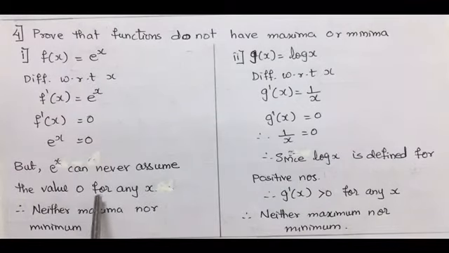Hence, as e raised to x can never assume the value 0 for any value of x, therefore neither maximum nor minimum.